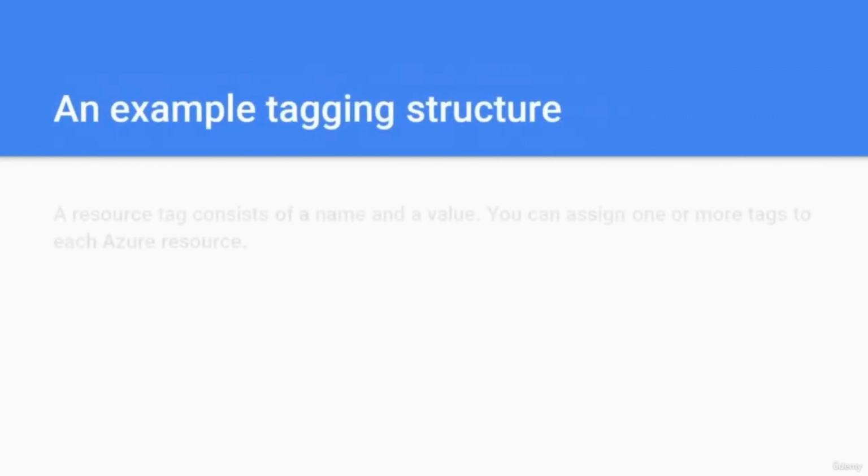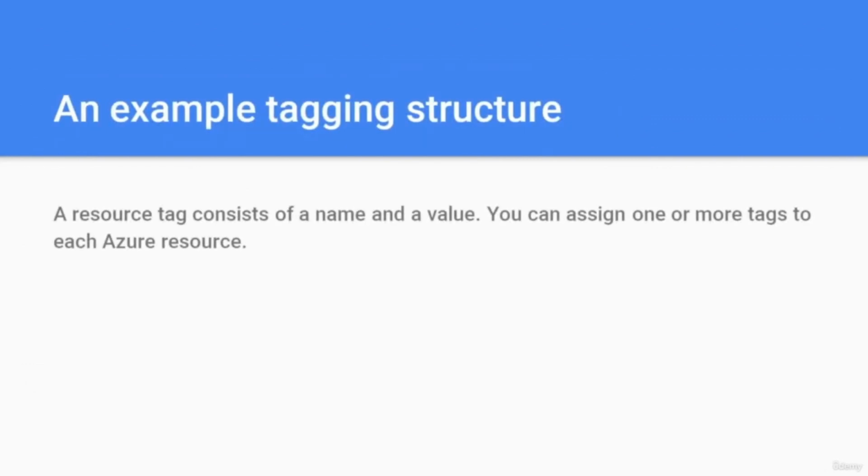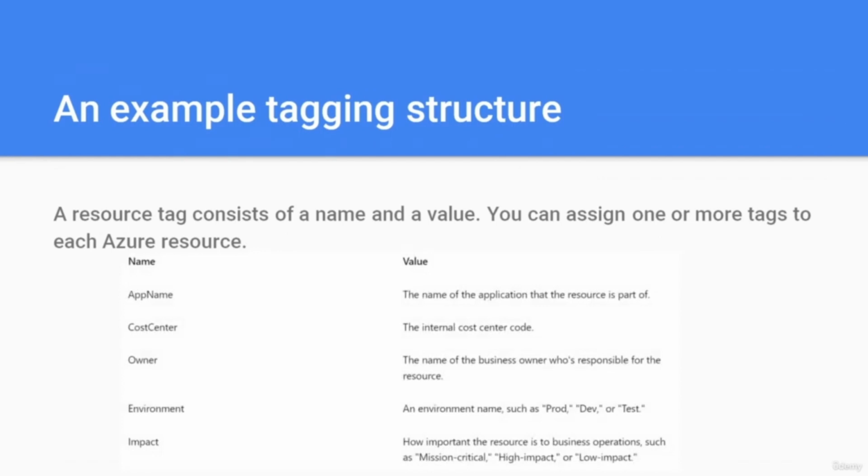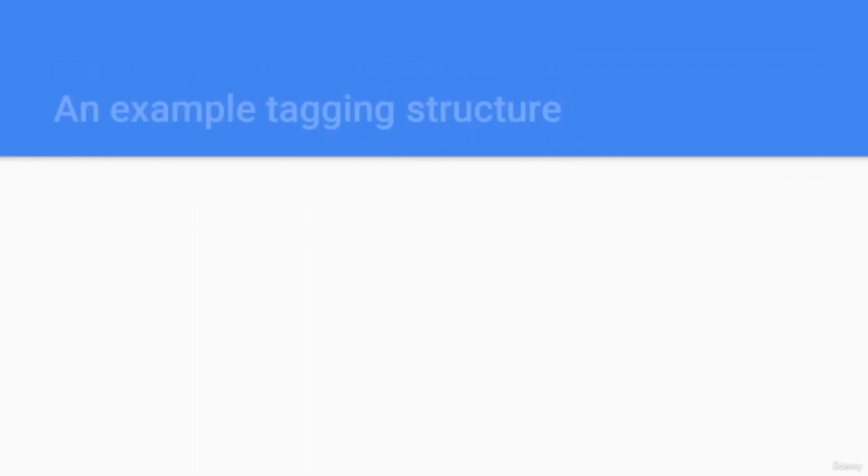An example tagging structure: a resource tag consists of a name and value, so you can assign one or more tags to each Azure resource. Here, for example, app name, the value being the name of the application the resource is part of. Cost center, for example, the internal cost center. Owner, the name of the business owner who's responsible for the resource. Environment, an environment name such as prod, dev, test. Impact, how important the resource is to business operations, such as mission critical, high impact, low impact, and so on.